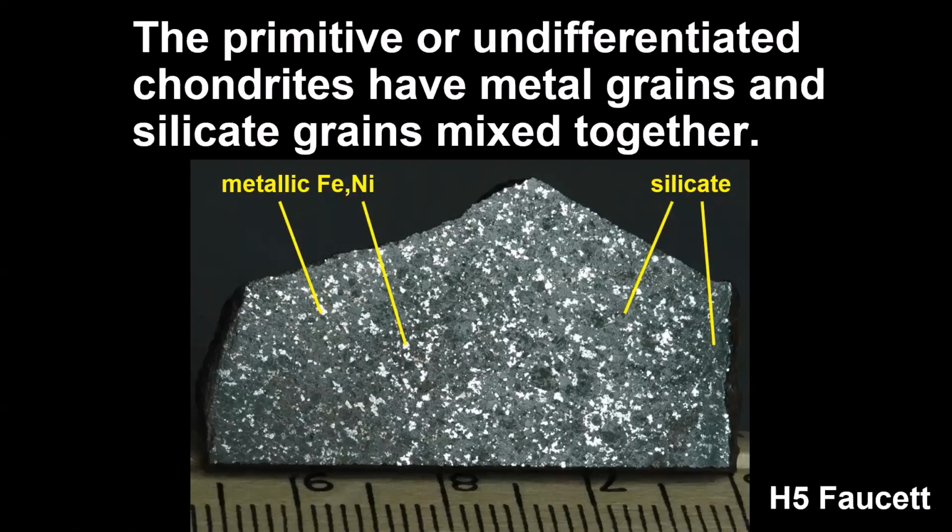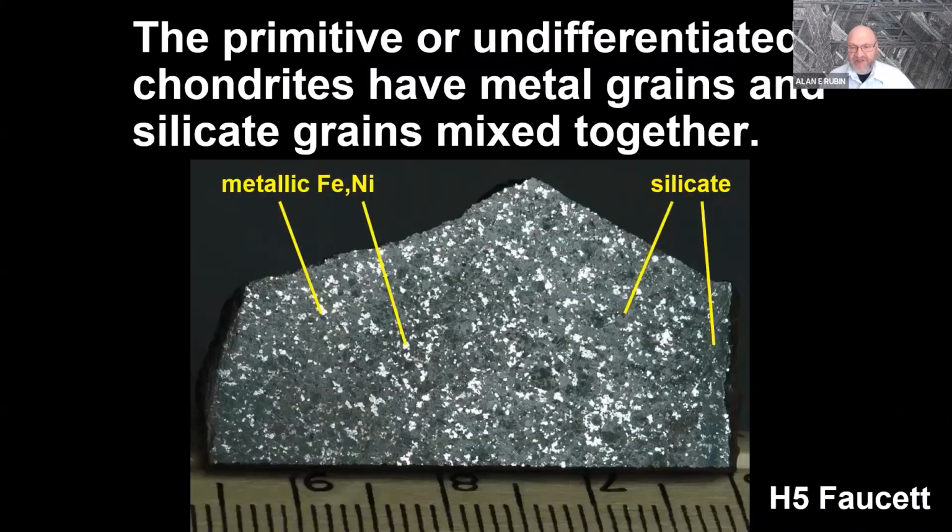When we have primitive or undifferentiated meteorites, like this H-chondrite fall here, the metal and the silicate grains are mixed together. In this particular image, the metal grains are white in color, the silicate grains are the dark material over here, and we can see that the metal and the silicate are more or less homogeneously distributed. This is an undifferentiated meteorite, a chondrite. It's primitive, and this is the way the meteorites are in their initial pristine state.